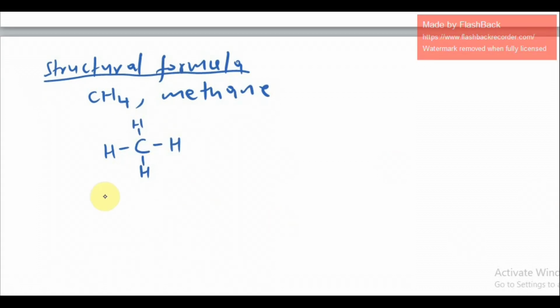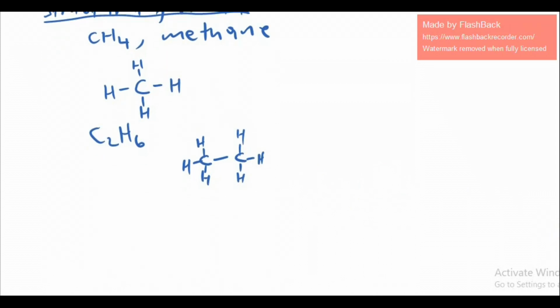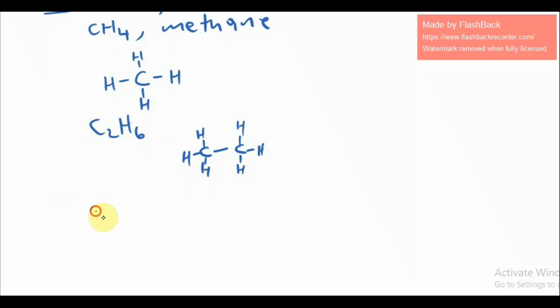If, for example, they gave us this compound, that is ethane, and they say draw the structural formula, make sure that the bonds appear. The carbon is bonded to a carbon, then each carbon must have 3 hydrogen atoms. So this is the structural formula, because all the bonds are represented by bond lines. Okay, so another example of a structural formula.